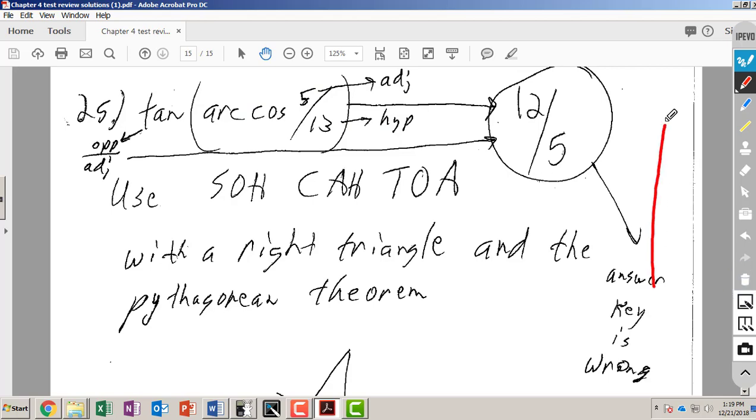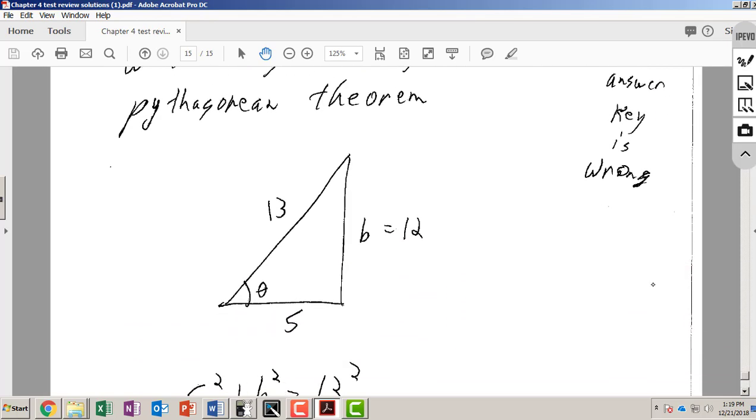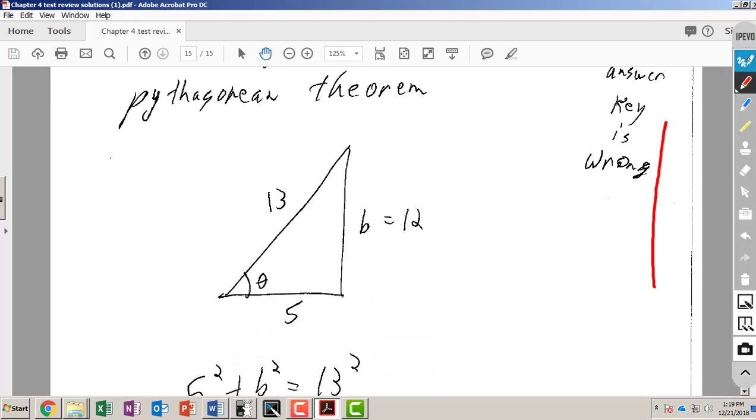So making my right triangle, I'd label my right triangle. So here's theta. So coming off my theta, here's my adjacent, which was 5, and here is my hypotenuse, which is 13. So notice from our original problem, it said that the arc cosine was 5/13, so you label that. Now you're going to use your Pythagorean theorem to find your opposite side.